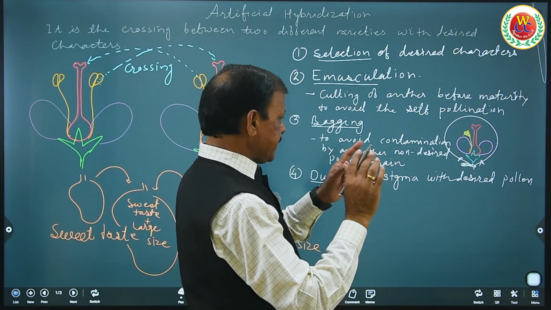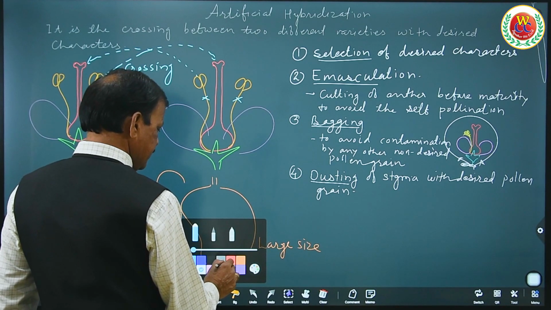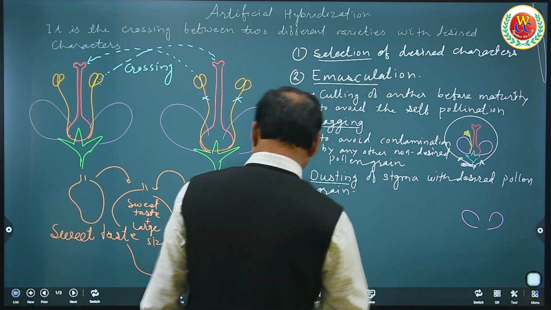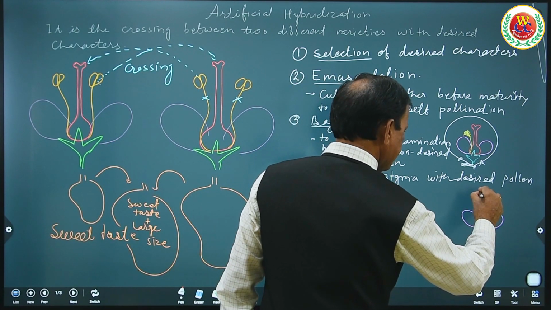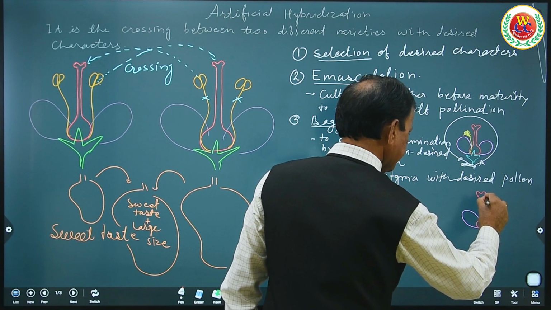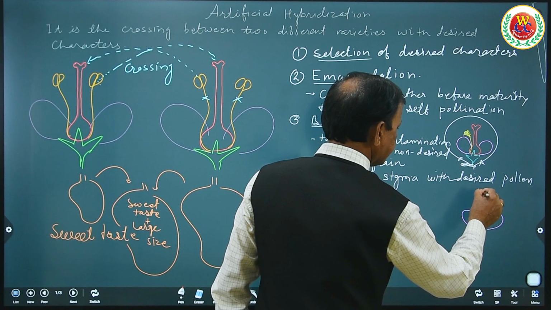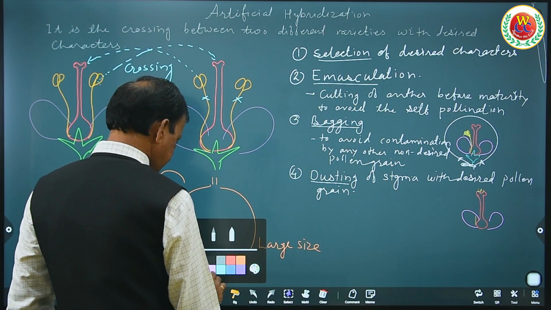So, after dusting, once again to bag, because see what to do after dusting, again. So, a small flower to understand. This is the stigma. To show the dusting of pollen grain. Here pollen grains are dusted. And now the flower is ready for fertilization.